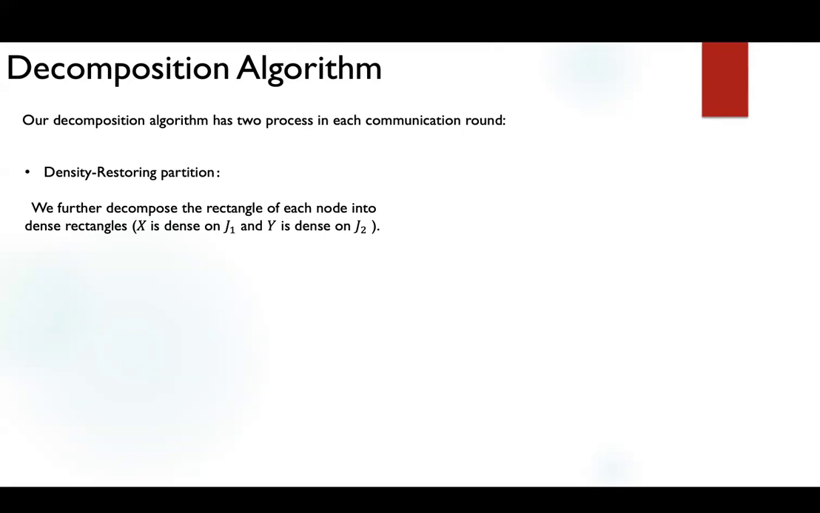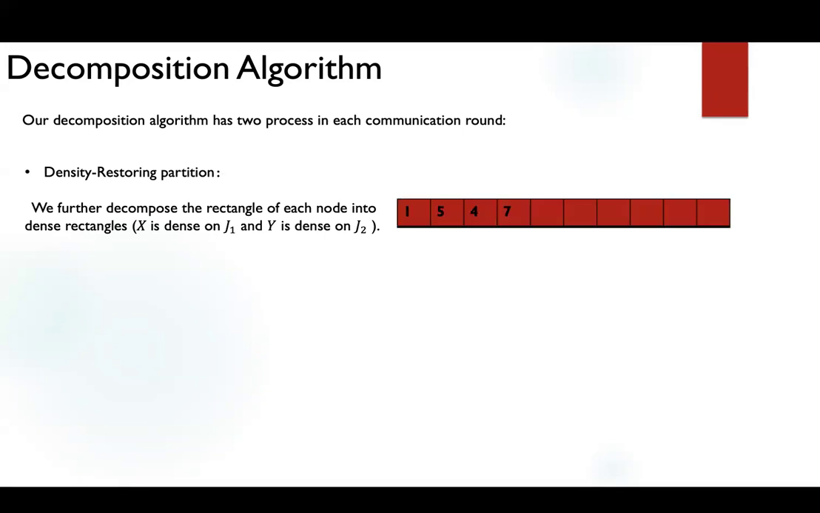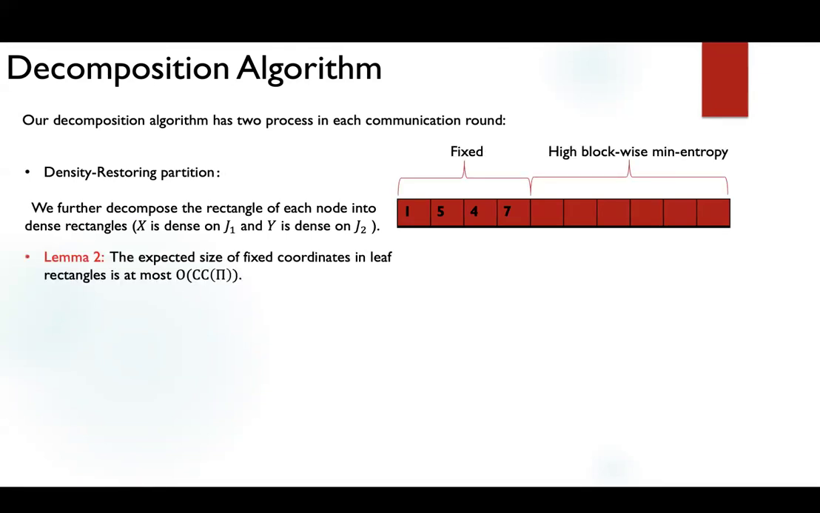We use the density restricting partition to keep the dense property. In detail, we prove number 2 based on the density restricting partition. That is, the expected size of fixed quantities in the leaf rectangles is upper bounded by the communication cost of the protocol.